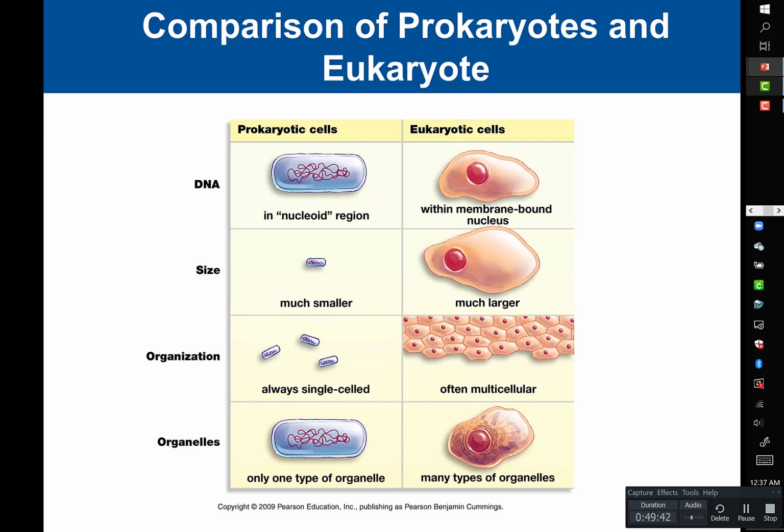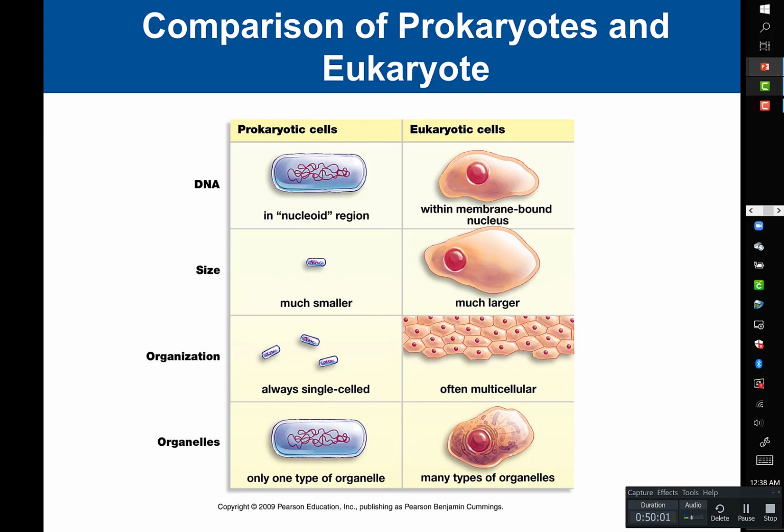Prokaryotic cells, so again, bacteria, archaea, in terms of organization, are always single-celled. They are unicellular. Eukaryotic cells are often multicellular, but they can be unicellular as well. So there's a little more diversity there.